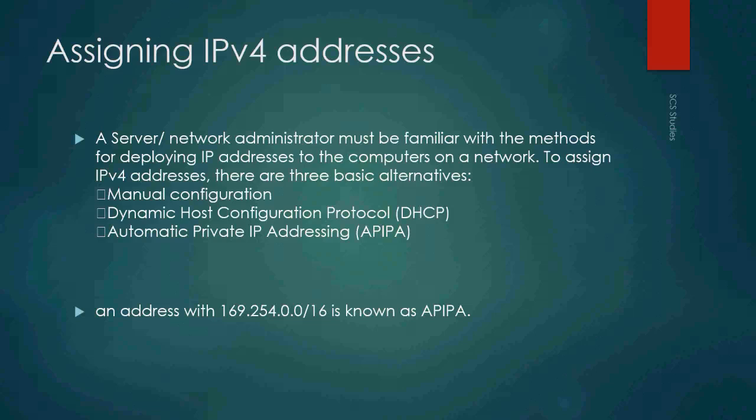An address starting with 169.254.0.0/16 is known as APIPA. So anywhere, if you see an IP address that starts with 169.254.0.0, it's basically an APIPA address. APIPA appears when the manual configuration is not available, and then the system will look for a DHCP server. But if DHCP is also not available, then it will automatically take an APIPA IP address on its network adapter. APIPA is a private IP address and non-routable. It cannot be routed.